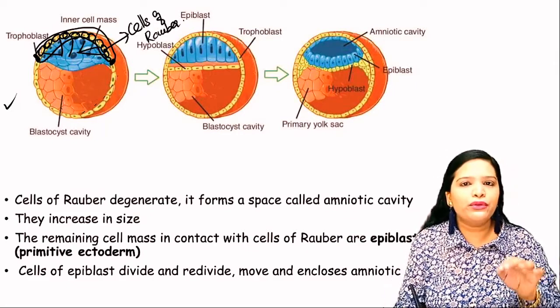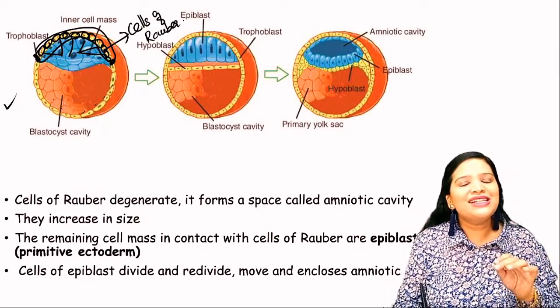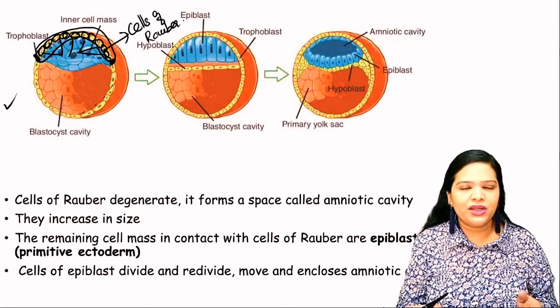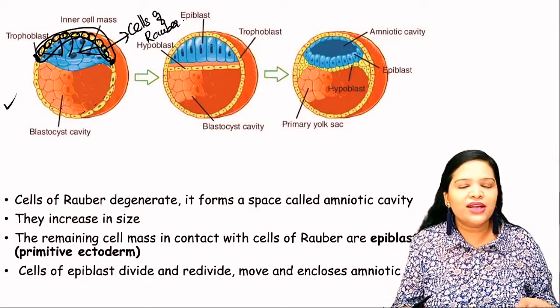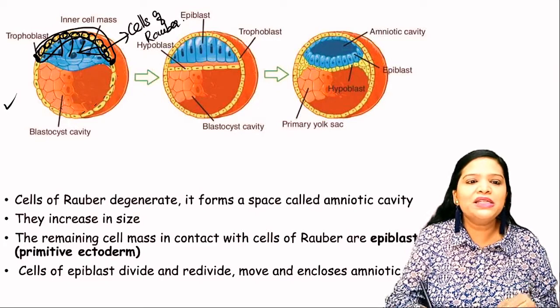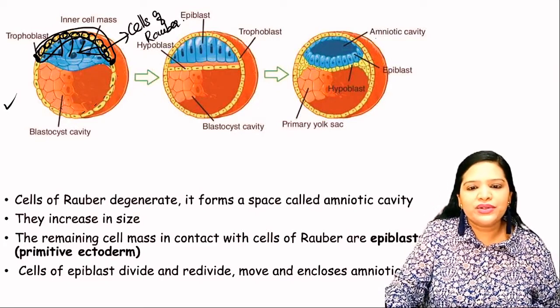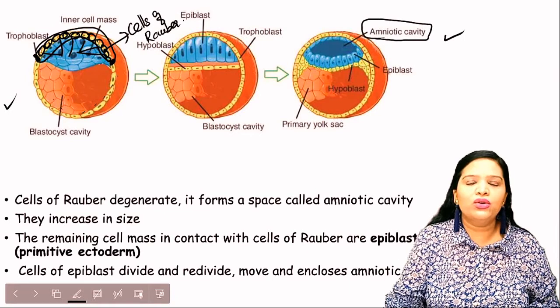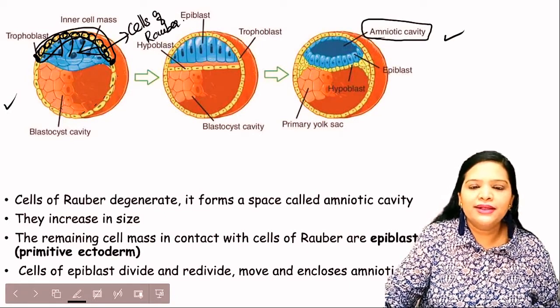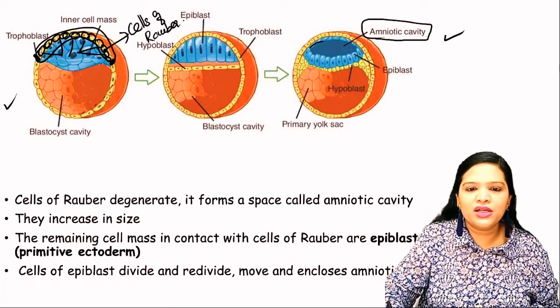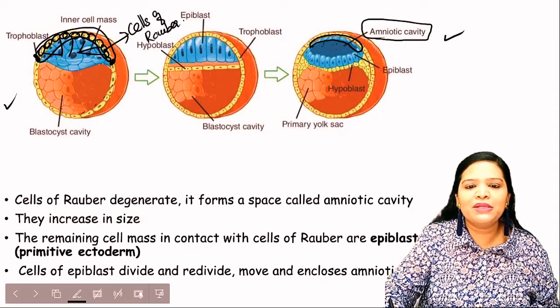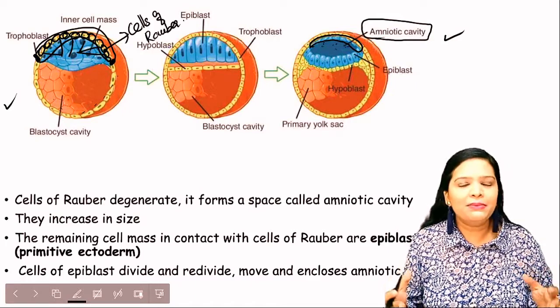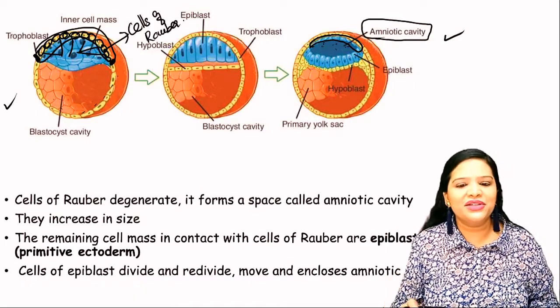Now what happens? These cells of Rauber slowly start to degenerate. When they degenerate, a gap is formed in this area. That gap leads to a cavity called the amniotic cavity. So here in this picture, if the cells of Rauber are present here, when they degenerate, a gap is formed here. This gap leads to the amniotic cavity.